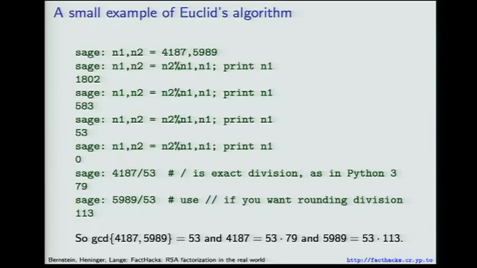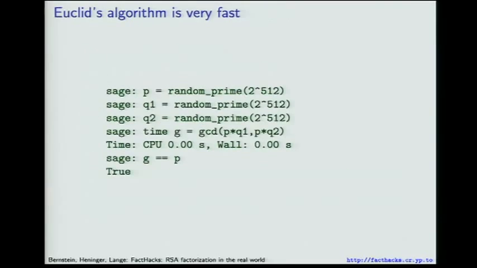If you scale this up, if you do this computation for bigger numbers, then here's another timing example. It's still really, really fast in the middle of this slide. This is doing 10 24-bit keys that share a 512-bit prime. You can figure out this 512-bit prime so quickly that the timing there, 0.00 seconds, you can't even see how fast it is. Okay, so that's Euclid's algorithm.